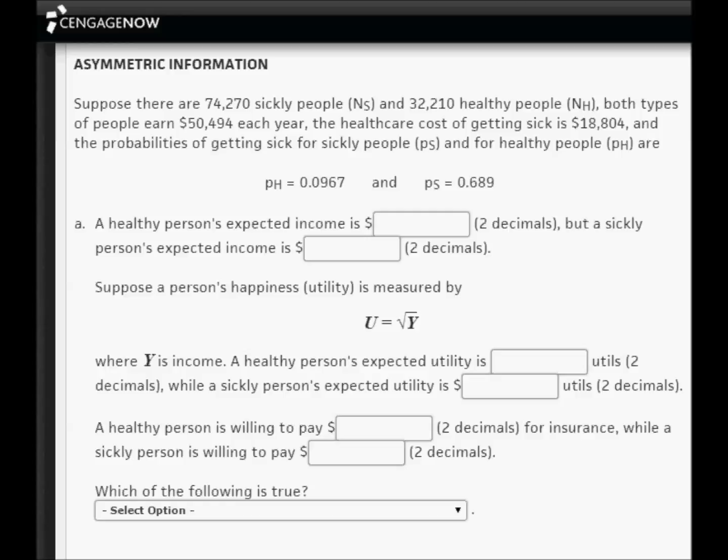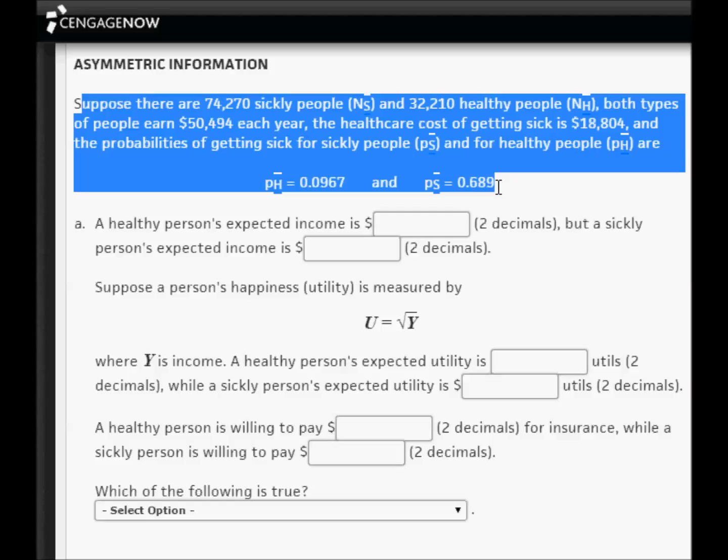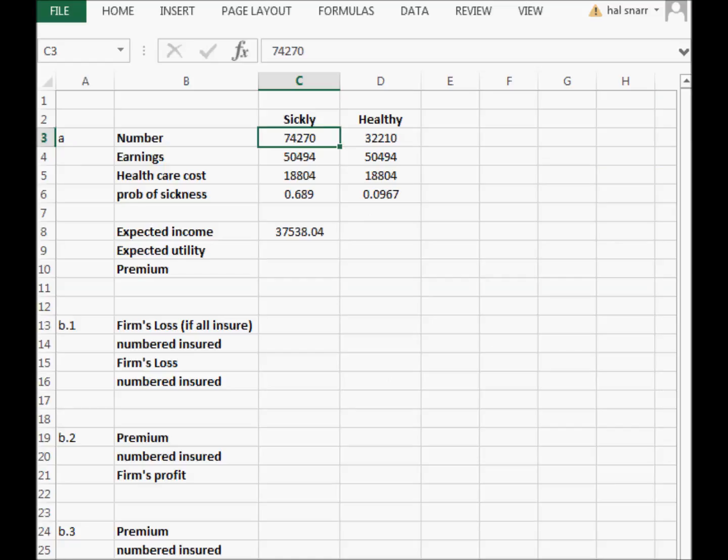In this problem, we're going to examine asymmetric information and how it affects health insurance markets. I've copied all this data into Excel to compute a healthy person's expected income and a sickly person's expected income. There are 74,270 sickly people in this economy, 32,210 healthy people. Both earn $50,454. And if either gets sick, the healthcare cost is $18,804.